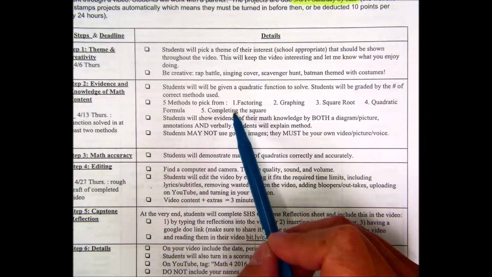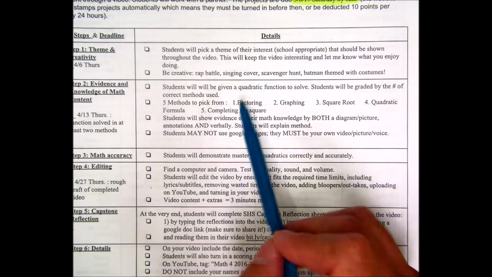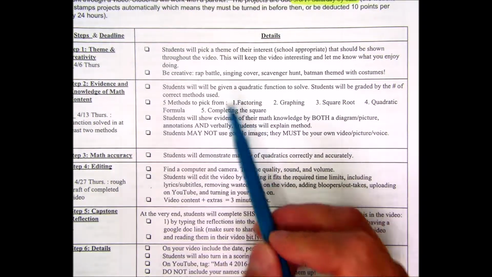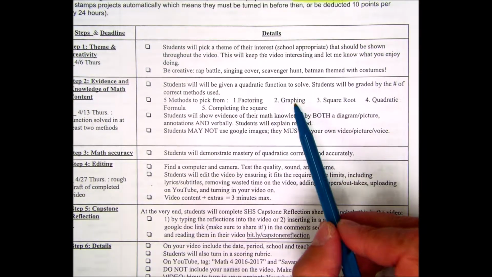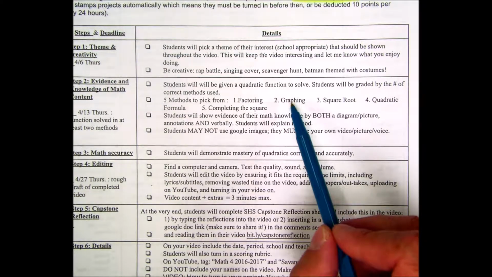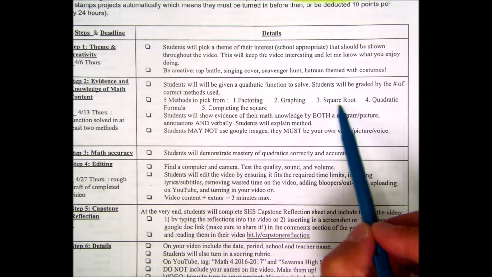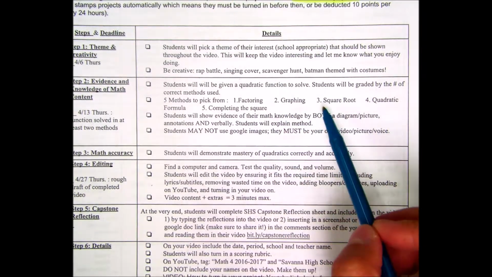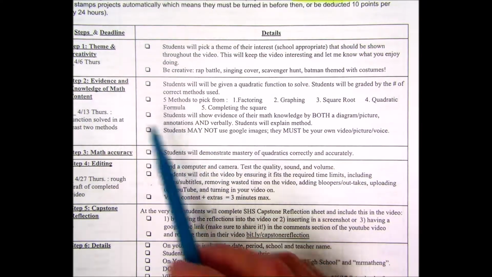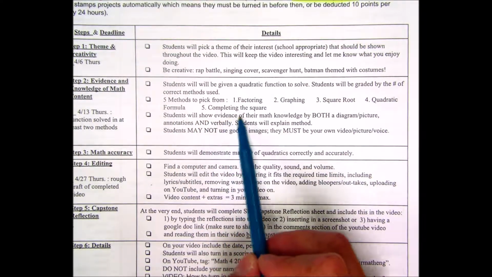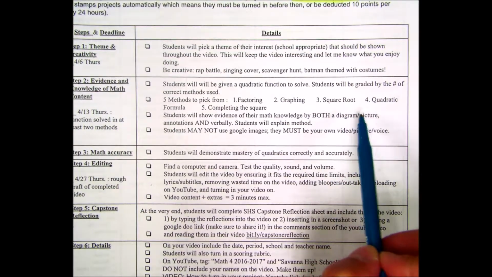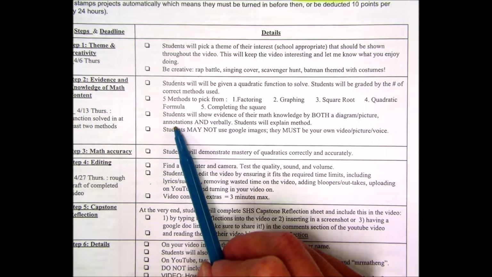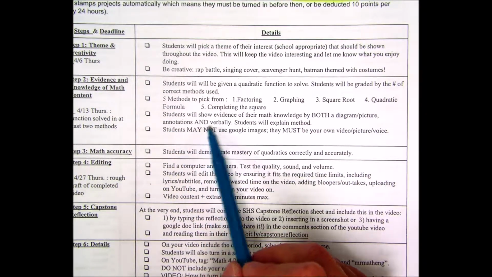The recording of this video is April 3rd, 2017, so we're currently doing factoring. Next, we're going to be doing graphing. A method we may not get to, square root and completing the square. And then also we will cover quadratic formula. Students will show evidence of their math knowledge by both a diagram/picture, annotations, that means like marking up your video, and verbally.